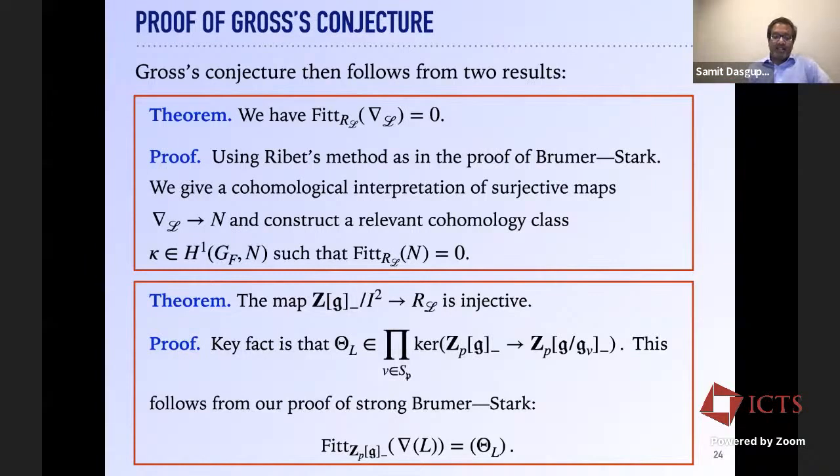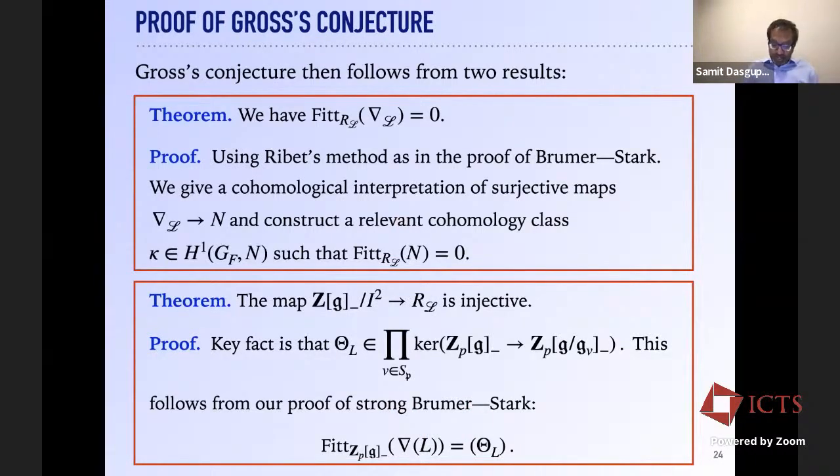And the key fact is that your theta L lives in sort of a product of relative augmentation ideals, the kernels of this, where G_v is the decomposition group at v. And this fact, this is some version of Gross's conjecture, this inclusion here. And that actually follows from our previous work on Brumer-Stark that I described yesterday, not the fancy version I have above, but just the version that I described yesterday.